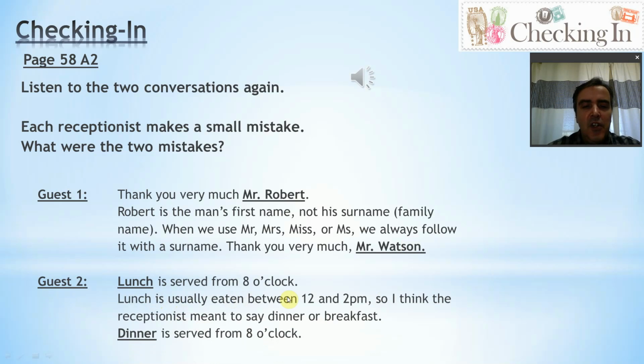So lunch is usually eaten between 12 and 2 p.m. So I think the receptionist meant to say dinner or breakfast, but probably dinner because he asked to reserve a table. Usually for breakfast, people wouldn't reserve a table, but we would reserve a table for dinner. So I think they meant to say dinner is served from 8 o'clock. So again, very small details there. Hopefully you heard them while you were listening to the conversation.